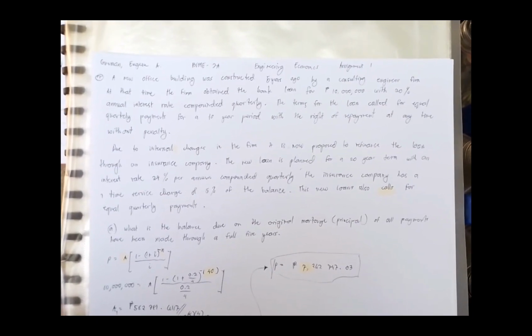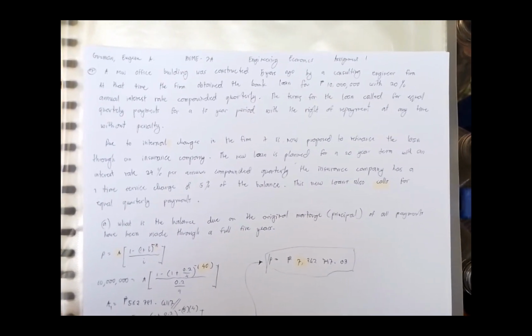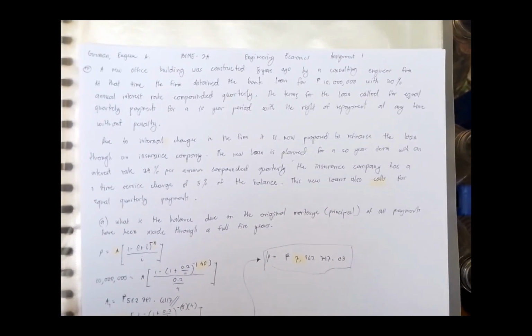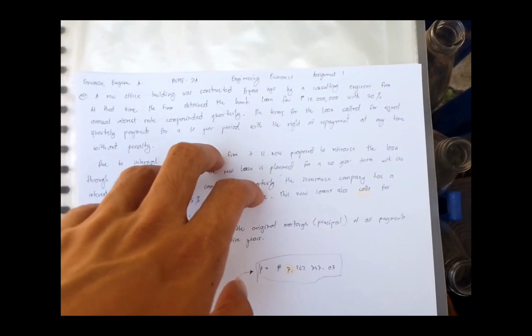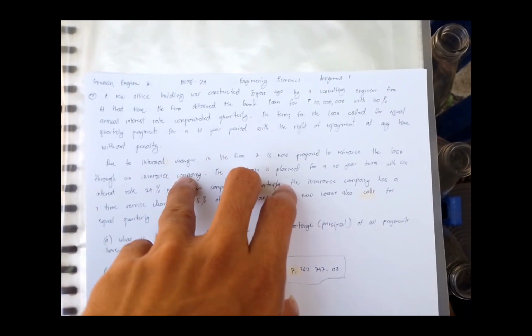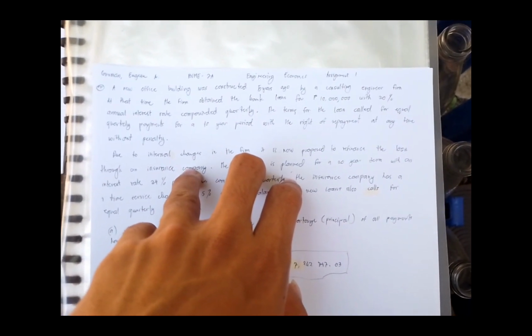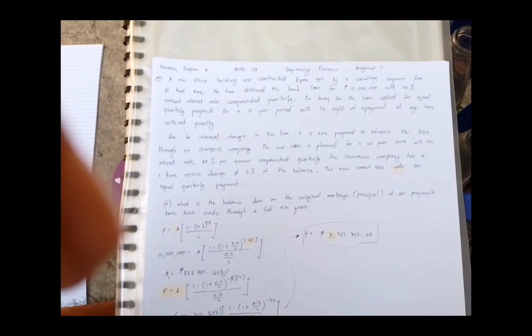Number 17. A new office building was constructed 5 years ago by a consulting engineer, and at that time the firm obtained a bank loan for 10 million pesos with 20% annual interest rate compounded quarterly. The loan is to be collected in equal quarterly payments for a 10-year period, with the right of repayment at any time without penalty.